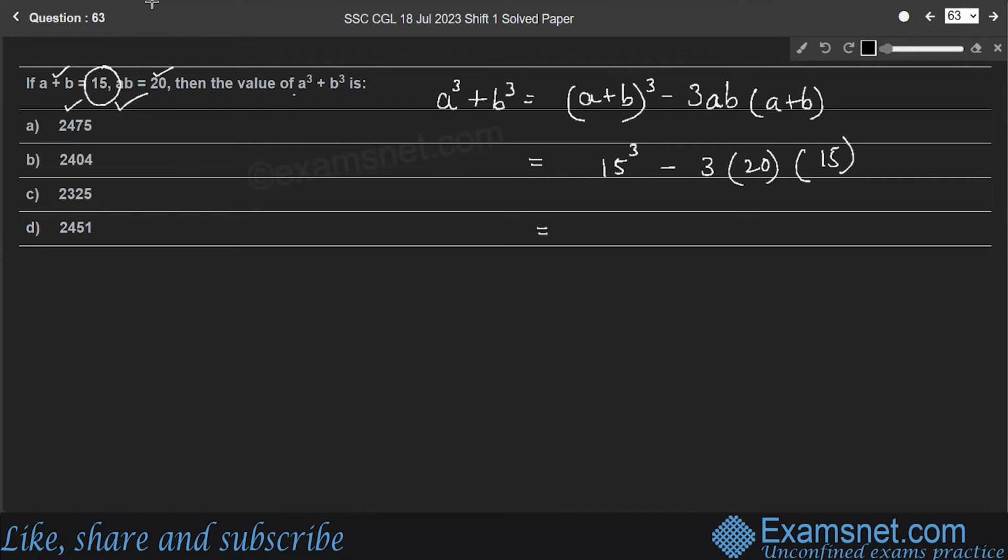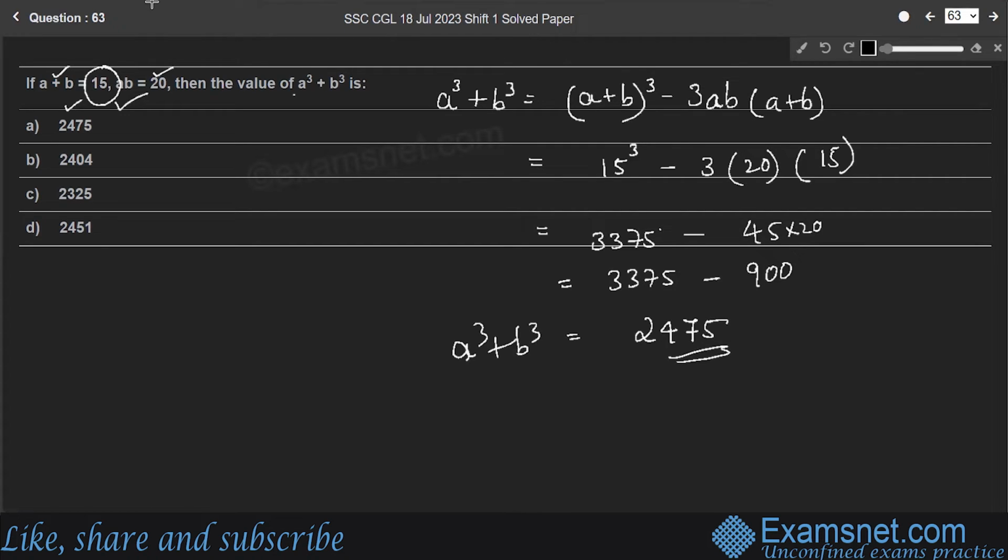Simplify it. 15 cube is 3375 minus 3 into 20 into 15. So it becomes 45 into 20, which is 900. So 3375 minus 900, you will get 2475 as the answer. So A cube plus B cube value is 2475. Option A.